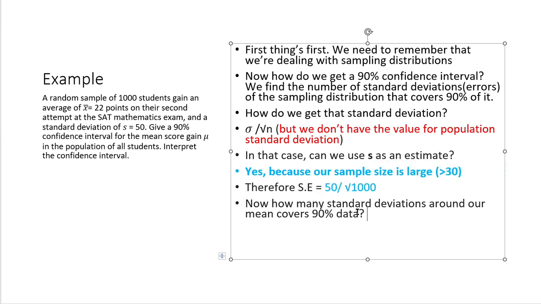Now, how many standard deviations around our mean covers 90% of the data? We're going to do the same thing we've been doing. For 90% of the data, what's our alpha? Our alpha is 10%, 100 minus 90. Now all we have to do is halve that alpha, and we get 5%. So we either look for the z-value with probability 0.05, or we look for the z-value of 0.95. Let's look for 0.05.